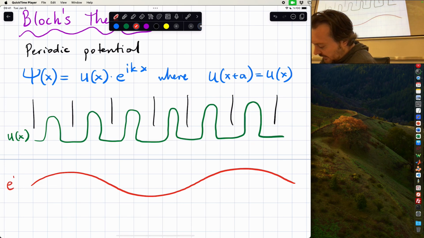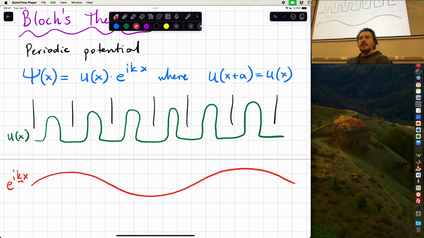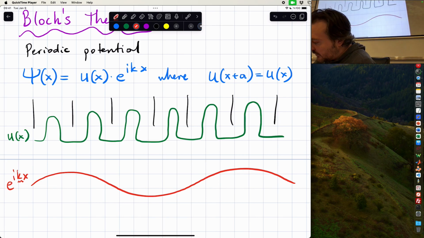So this is e to the ikx, and k can be anything, but we will see that the subset of that anything actually defines everything else. We will come to that. But it can be, in principle, anything. So, what do you get when you multiply these two?